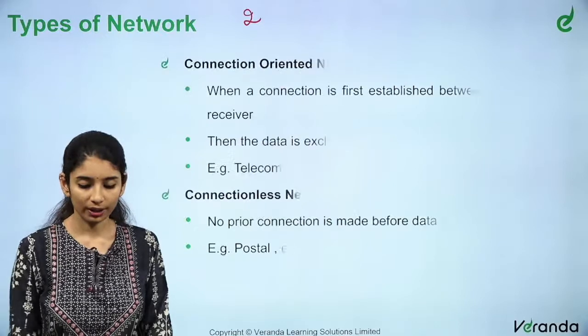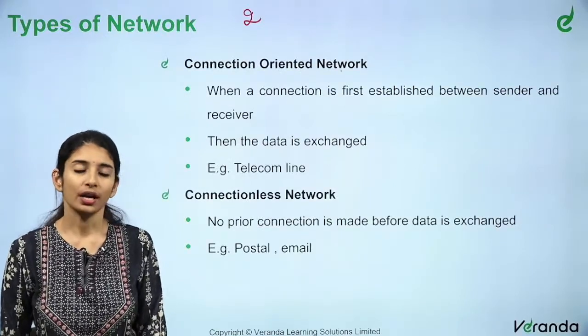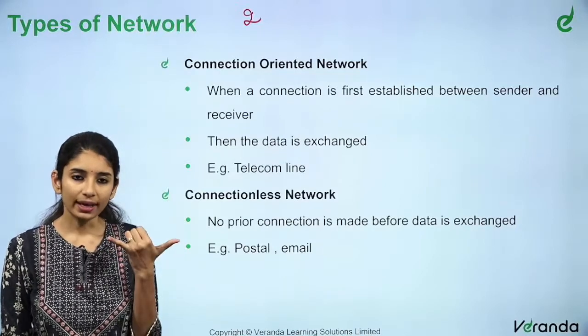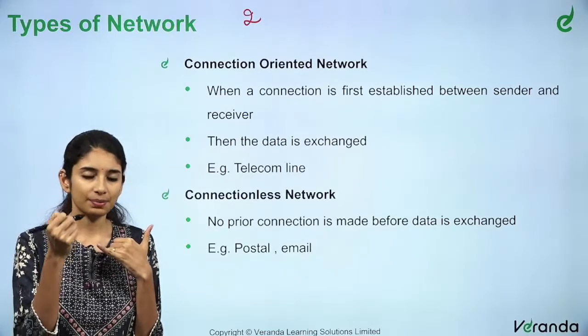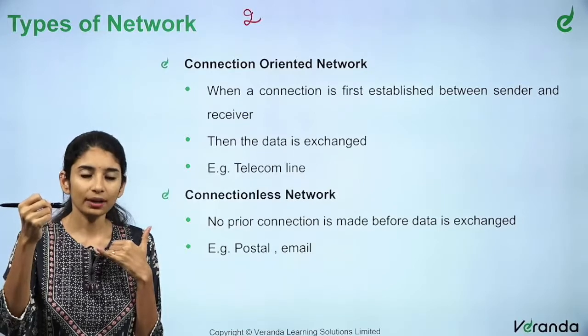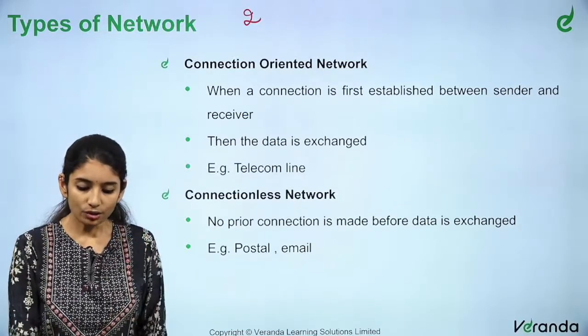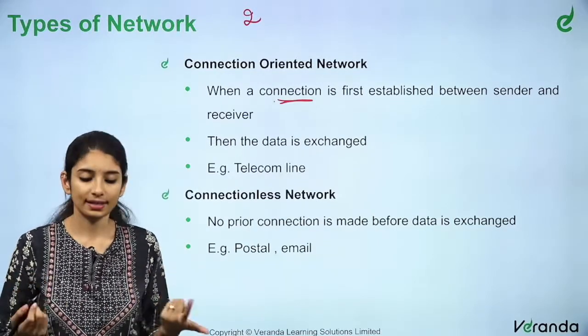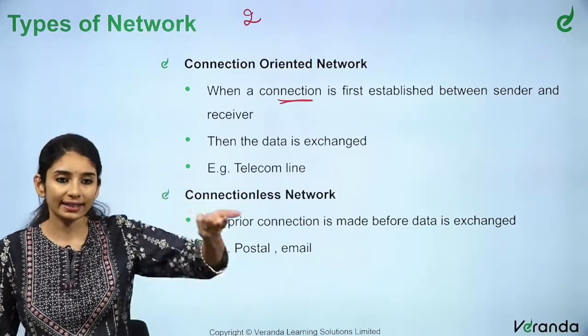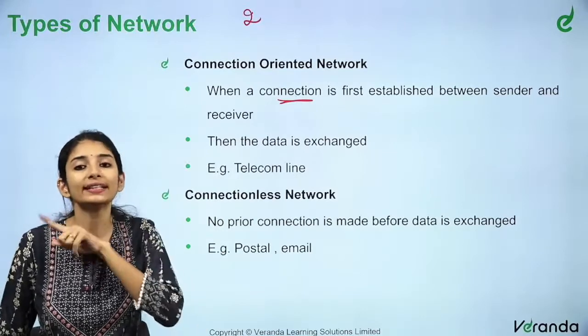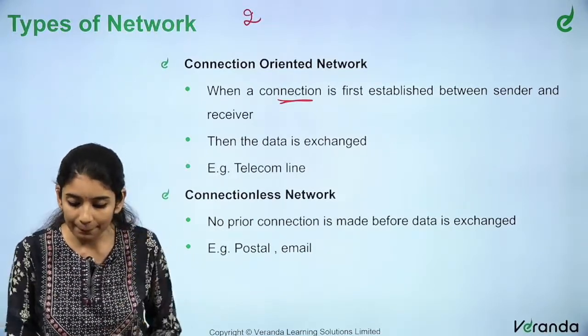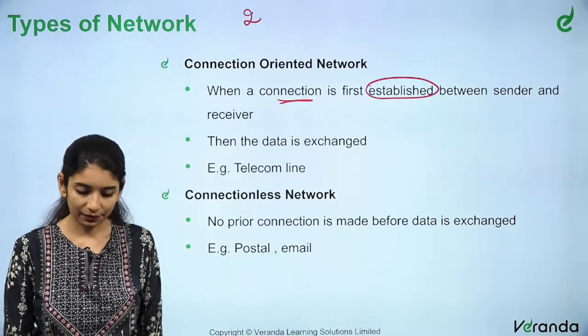What are the various types of network? 2-mark question. Types of network: connection-oriented network and connection-less network. If you try to dial a phone to someone on the landline, first a connection is established. The ringtone first beeps, and then the ringtone starts. So when the connection is first established between the sender and receiver, and then the person picks up the phone, data is exchanged after that. In that case, it is known as a connection-oriented network. First, I establish a connection between the sender and receiver.